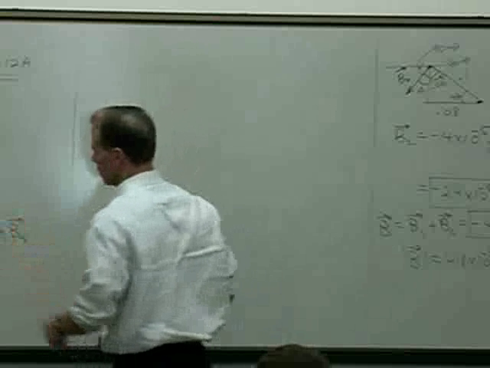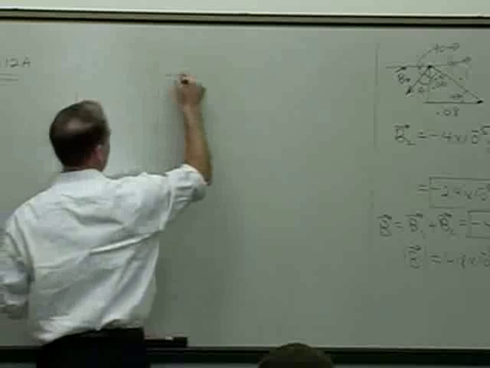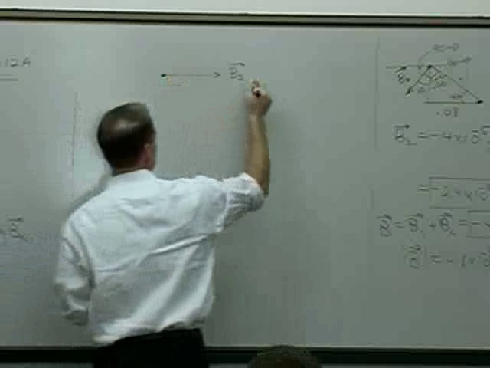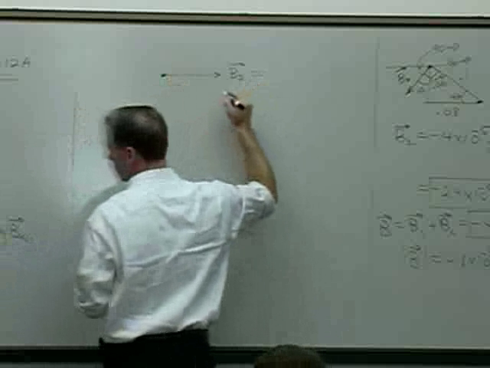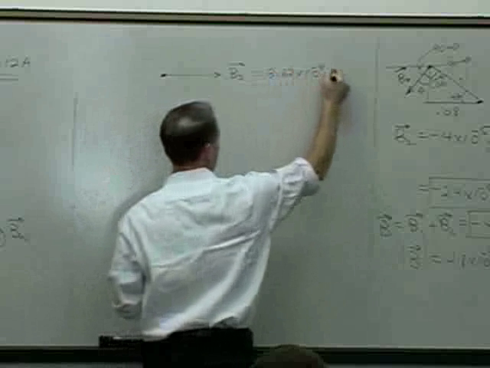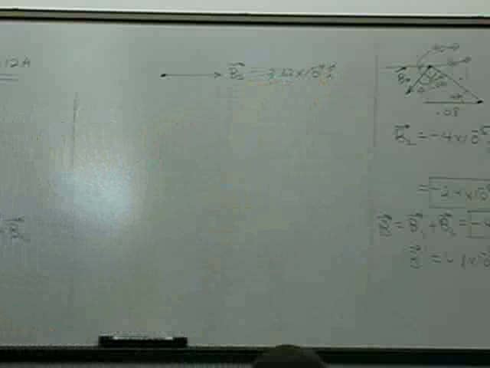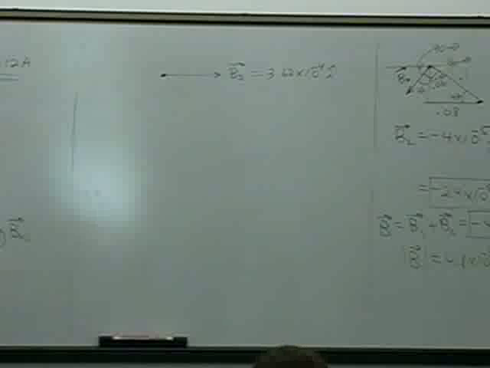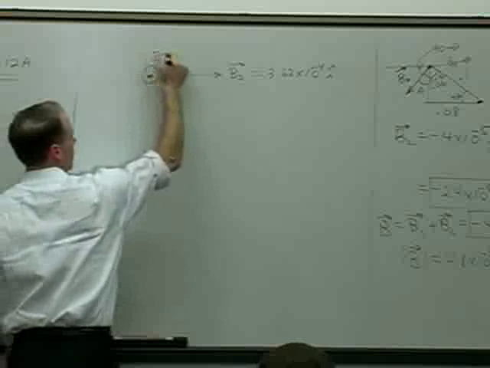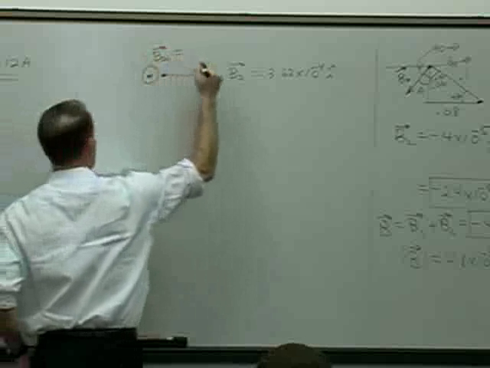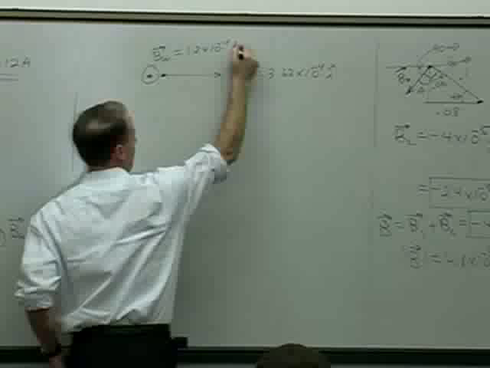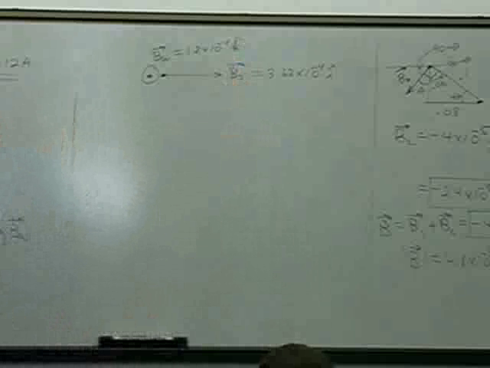Superimpose these results. We've got one field that's going to the right. That's the magnetic field in the solenoid, and that's equal in magnitude, you could write as a vector, 3.62 times 10 to the minus 4. Let's put a little i on there just because I wrote it as a vector. And then we have another field that's coming out towards you. Field of the wire, and that is 1.2 times 10 to the minus 4. I'll just put a little k on there, just because it happens to be coming out towards you.